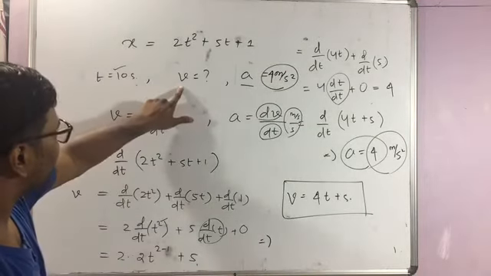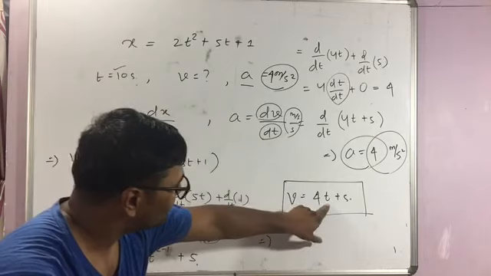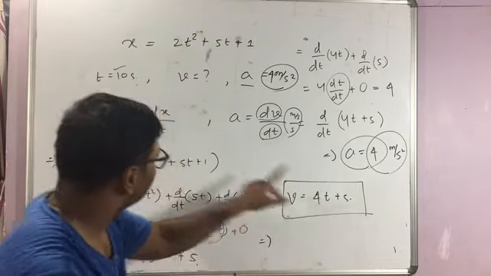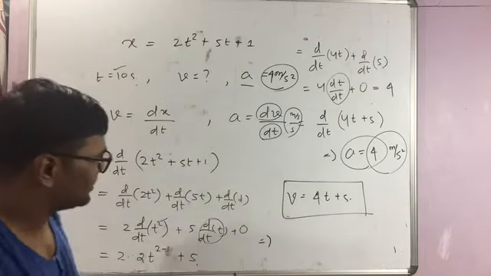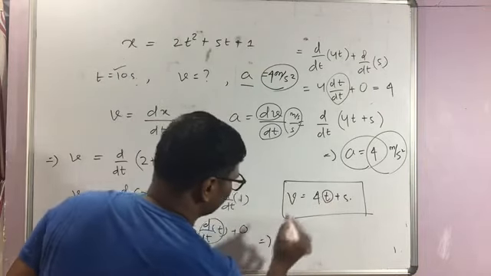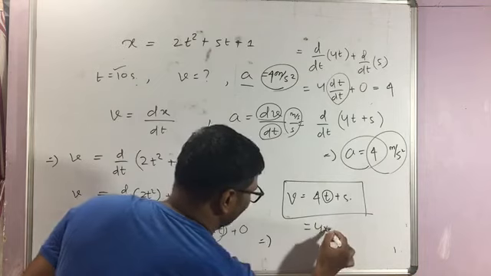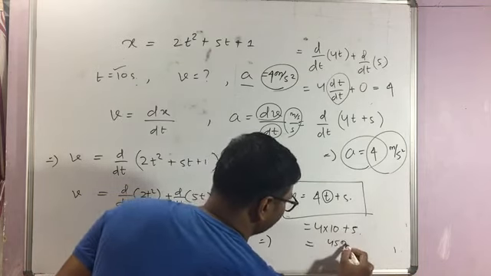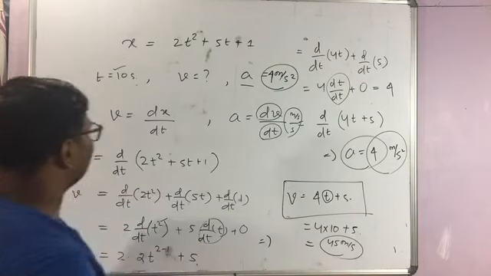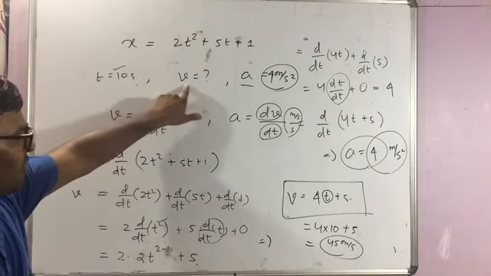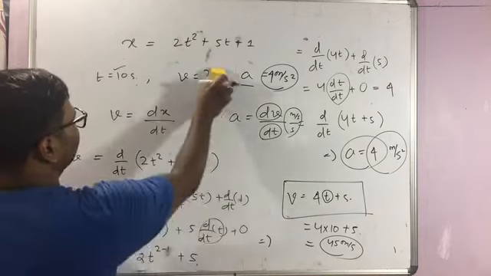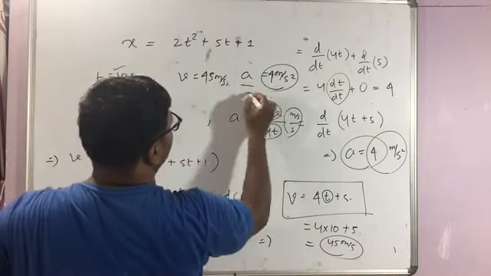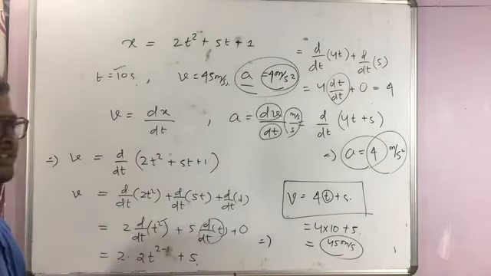But the value of velocity, as velocity depends upon time, you can put the value of t as 10 seconds because at 10 seconds it is asked. So you put t is equal to 10, which implies 4 into 10 plus 5. So 40 plus 5 means 45 meter per second. So at t is equal to 10 seconds, the velocity is 45 meter per second and the acceleration is 4 meter per second square.